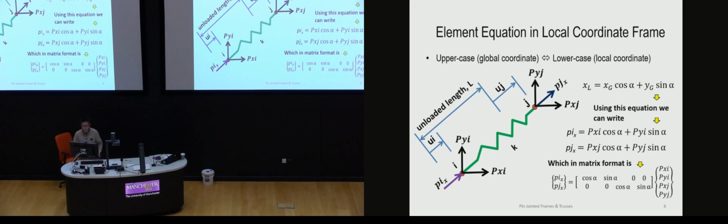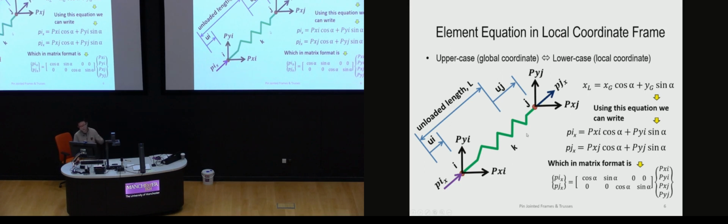So this is why we need to do this. Basically, if we have XG and YG, we project both XG and YG onto the axial direction. So we have XL equal to XG cosine alpha, because this is alpha, for example, plus YG sine alpha, and that means you project onto here, right? And using this equation, we are able to extend it to both the I node and the J node.